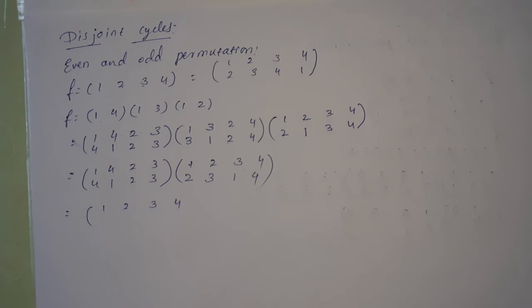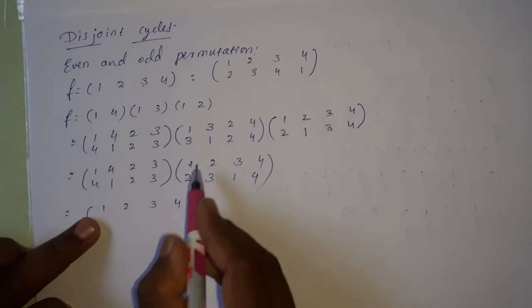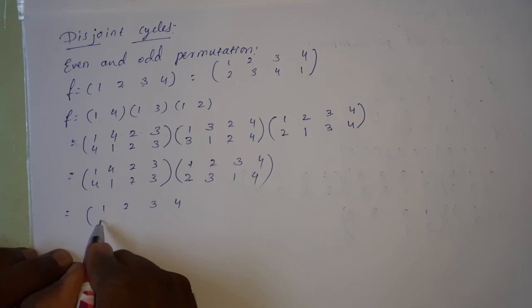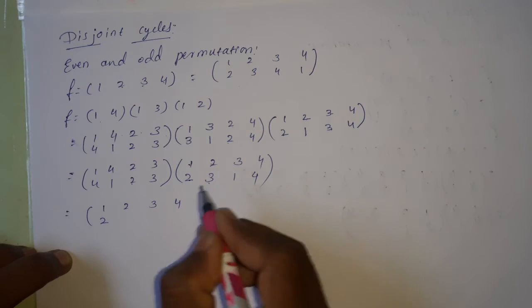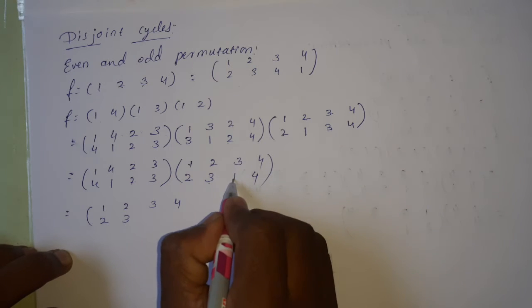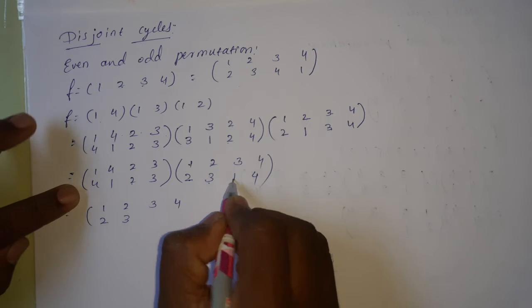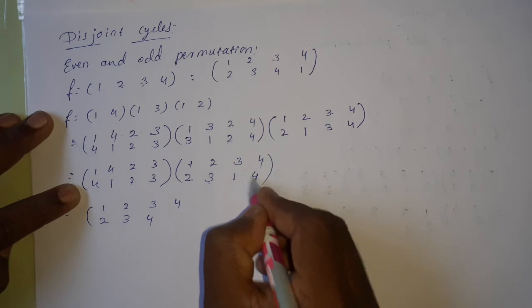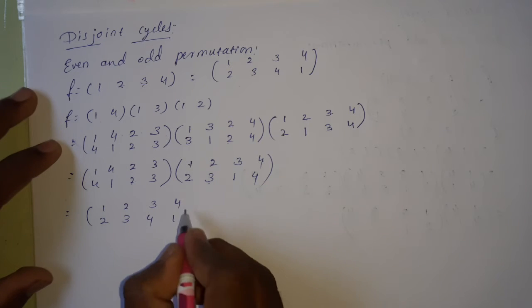The elements given are 1, 2, 3, 4. Now image of 1 is 2, here also image of 2 is 2, so it is 2. Image of 2 is 3, image of 3 is 3, it is 3. Image of 3 is 1, and image of 1 is 4 here, so therefore it is 4. Image of 4 is 4 and here image of 4 is 1.